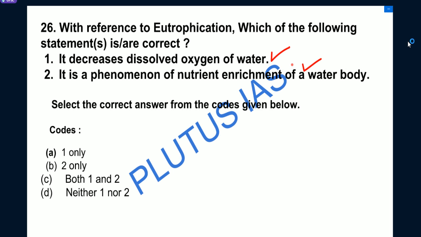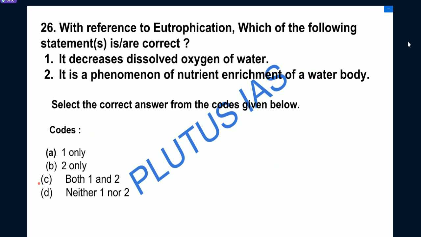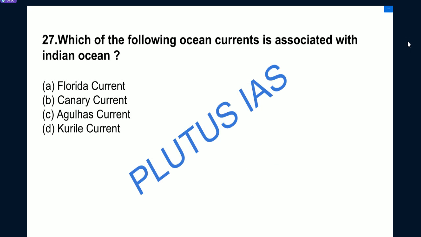So basically, what is eutrophication? It is an addition of substances, through fertilizers or sewage to a fresh water system, and it leads to bloom of phytoplanktons, thereby resulting in decreasing dissolved oxygen in the water. So both the statements are correct. So answer becomes C. The next question is, which of the following ocean currents is associated with Indian Ocean?